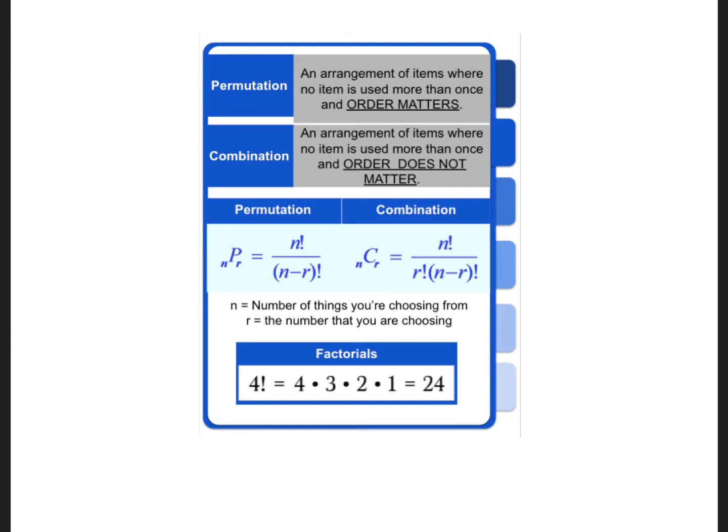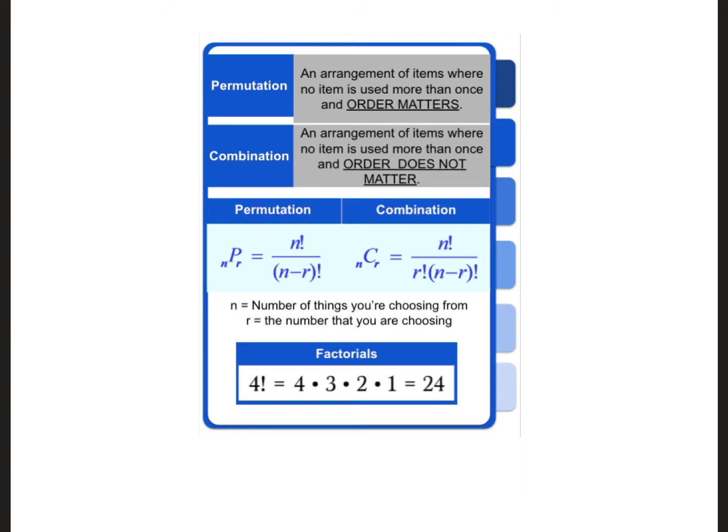A permutation is an arrangement of items where no item is used more than once and order matters. So I think of this as like a locker combination, where if I'm putting in my code to get into my locker, those numbers have to go in a certain order. Or like your PIN number for an ATM or something like that.